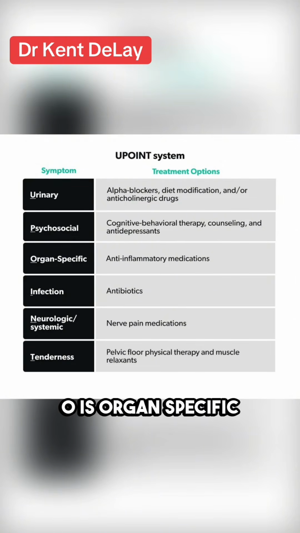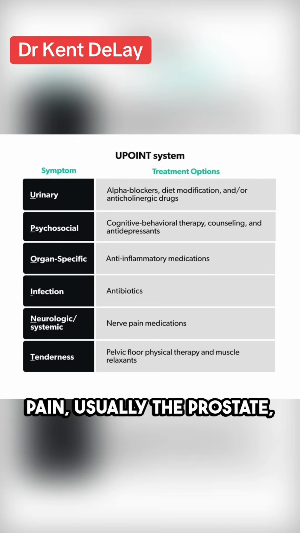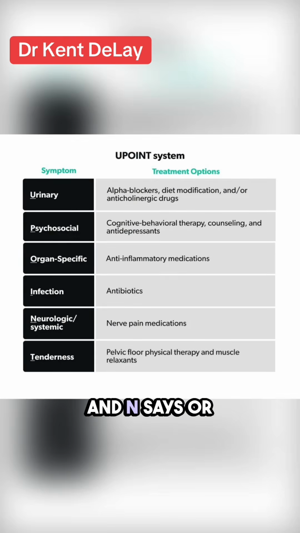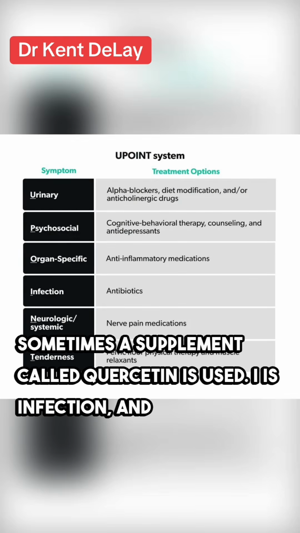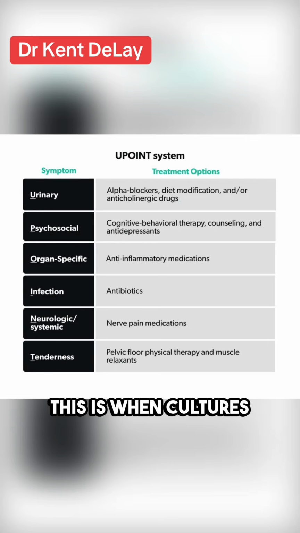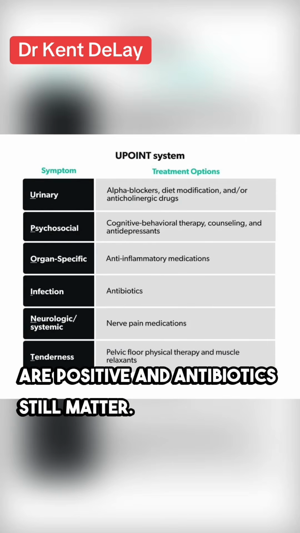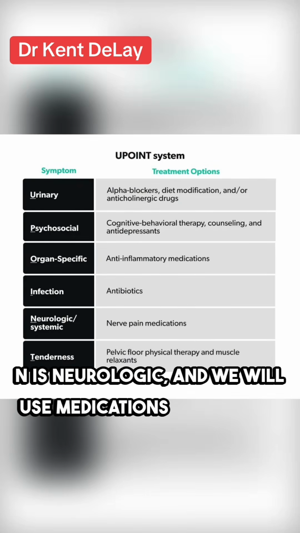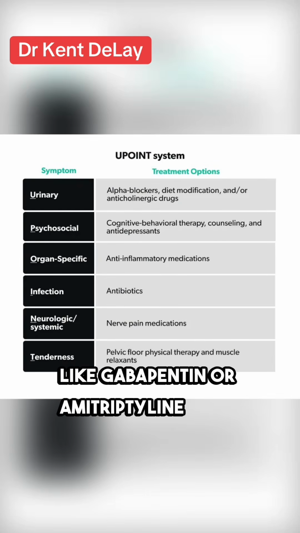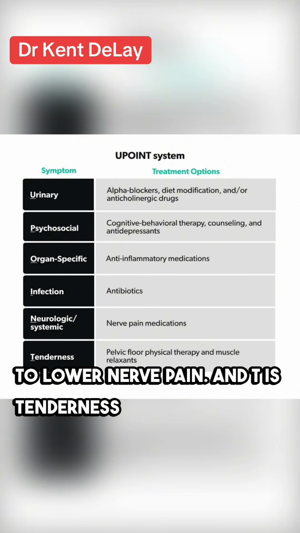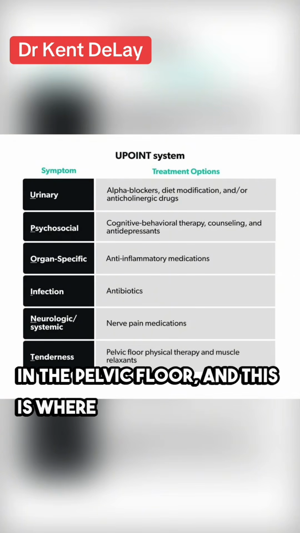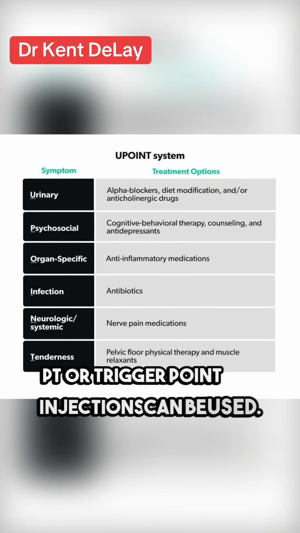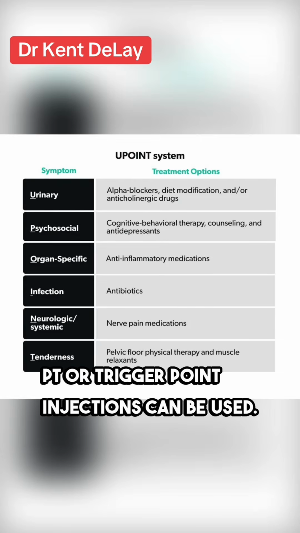O is organ-specific pain, usually the prostate, and NSAIDs or sometimes a supplement called quercetin is used. I is infection, and this is when cultures are positive and antibiotics still matter. N is neurologic, and we will use medications like gabapentin or amitriptyline to lower nerve pain. And T is tenderness in the pelvic floor, and this is where PT or trigger point injections can be used.